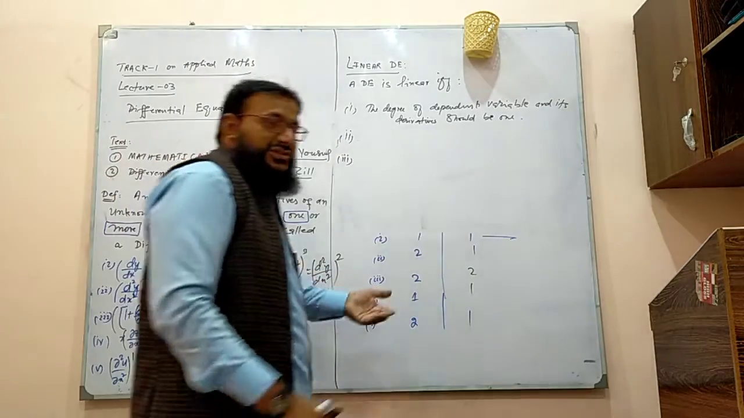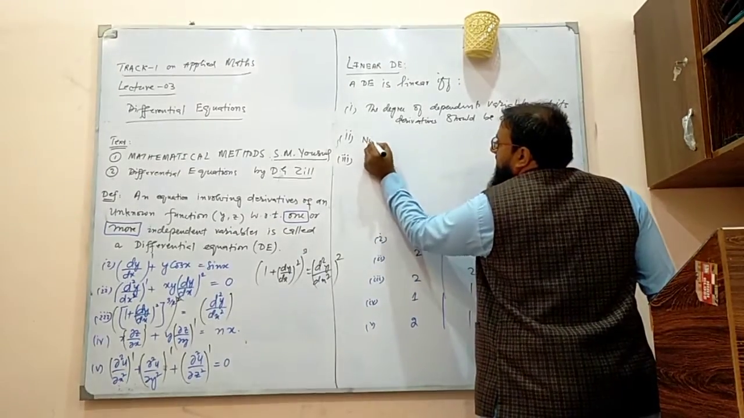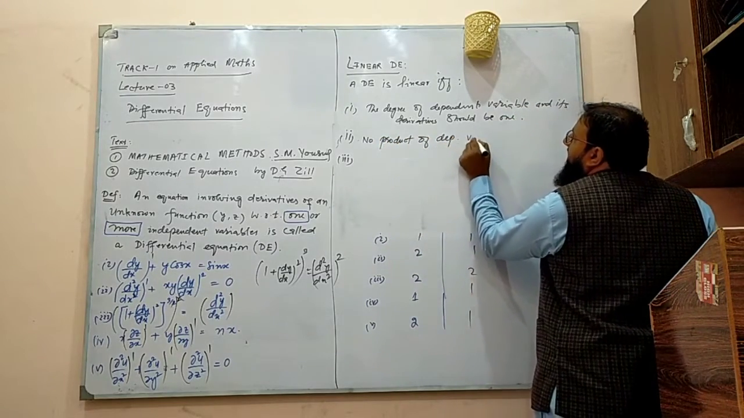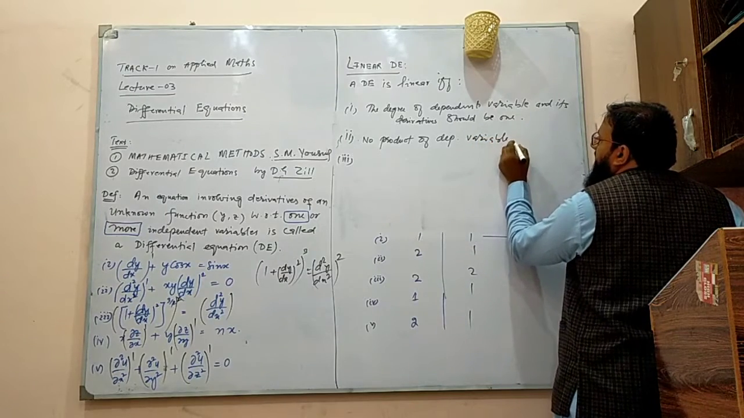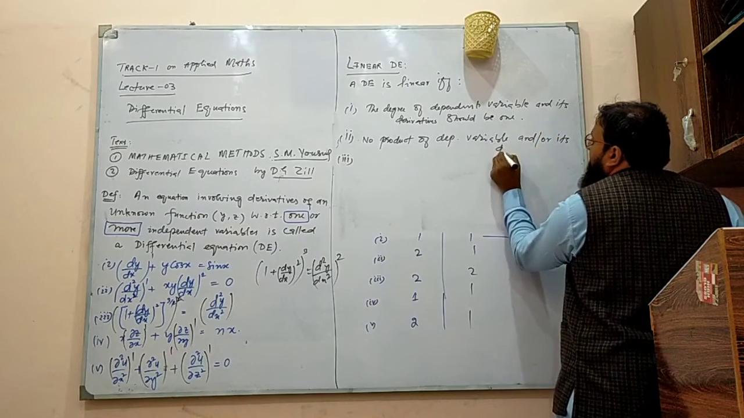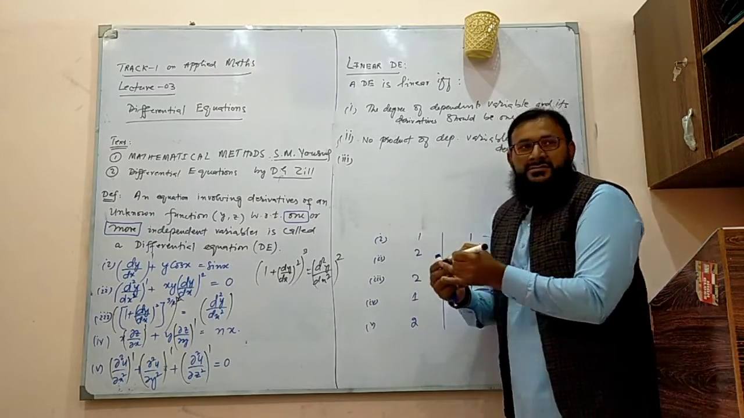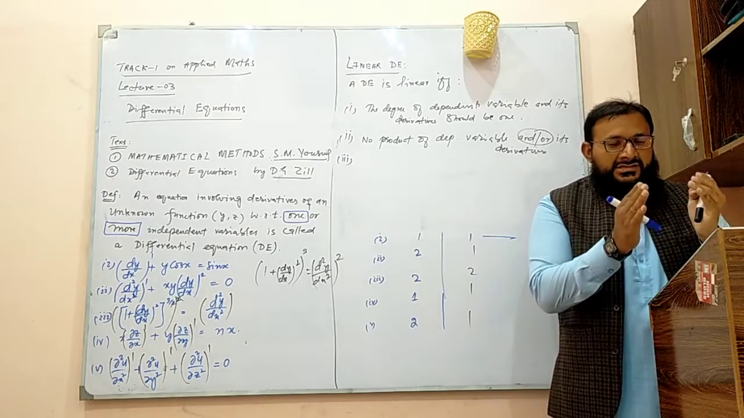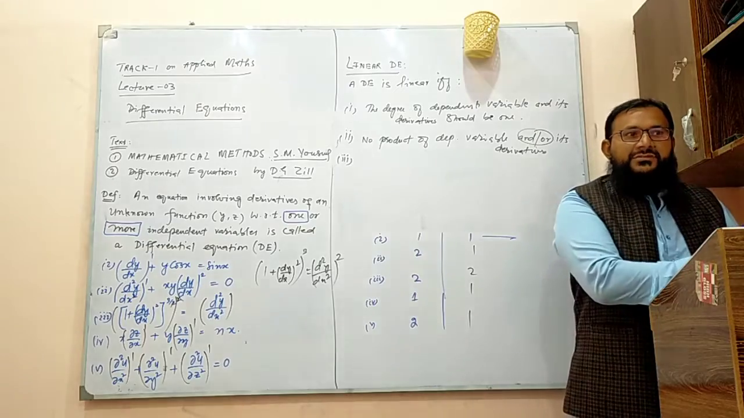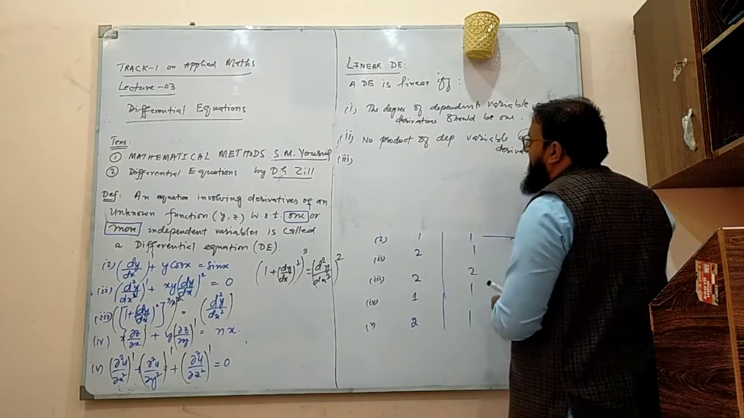But we have 3 conditions. We have to see all the conditions. What is the second one? Product. There are no products of the dependent variable and its derivatives. What do you mean by "and or"? I have used both words, and or. It means the dependent variable multiplied by itself, or the dependent variable multiplied by a derivative, or a derivative multiplied by a derivative. So there can be any case, and it should not be this case. What is the third case?